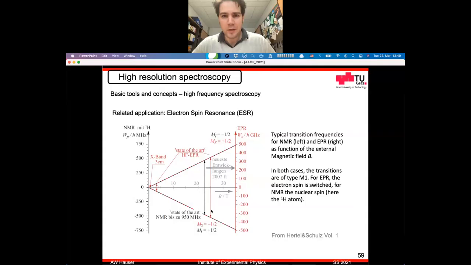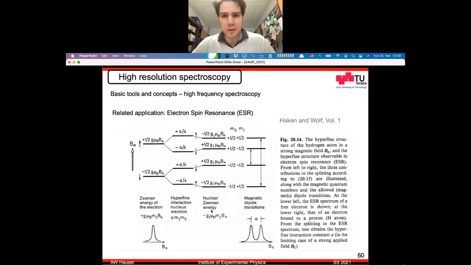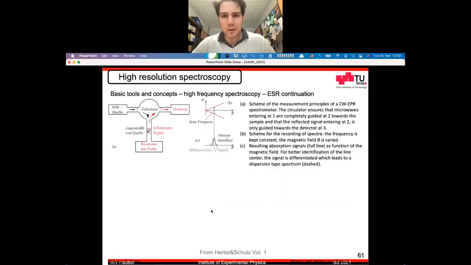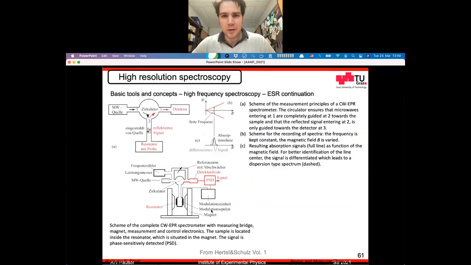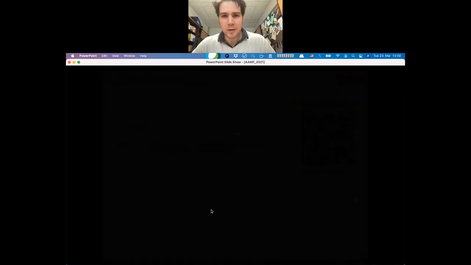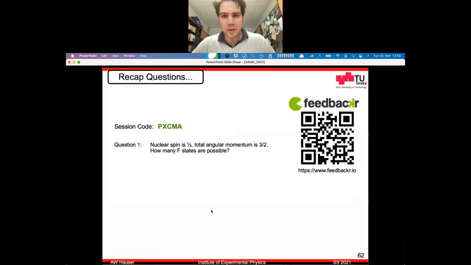However, in the NMR case, it is the M_I, so the nuclear spin, for example plus 1/2 minus 1/2, or in the EPR or ESR case, it is the electron spin with M_S plus minus 1/2. Okay, and with this, this is all just some setups, not so important. You can read this up and find some details in Hertel Schulz if you're interested, but I won't go into this right now, and rather come to the recap questions.